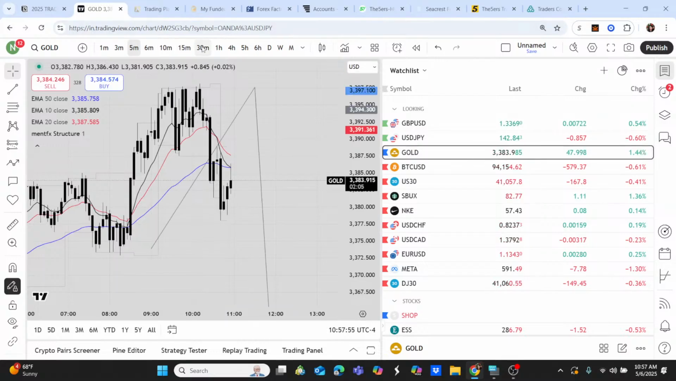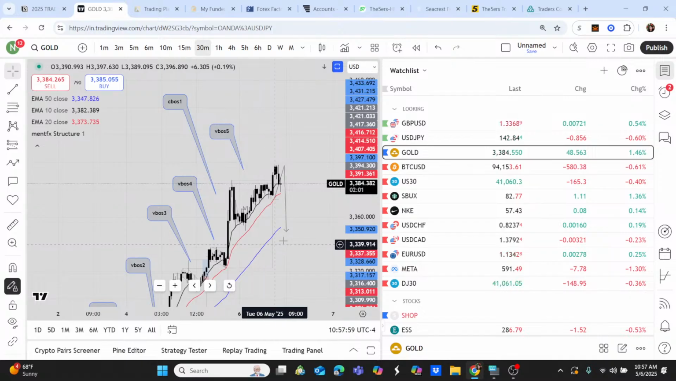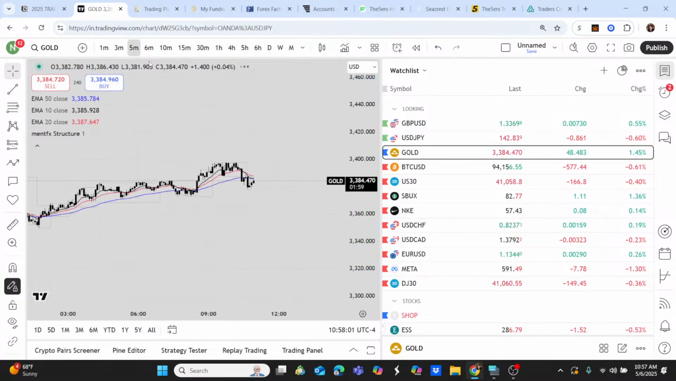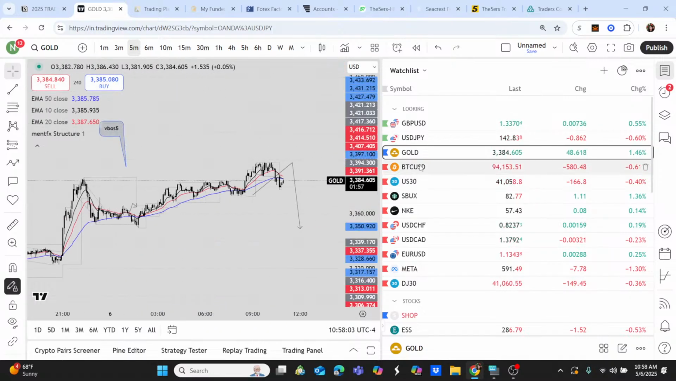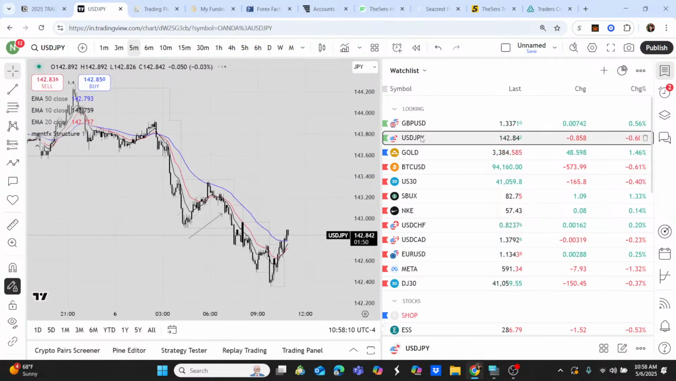See what the other pairs are doing, like how I'm expecting. Yeah, the other ones are still not good, but I like GBP USD and USD JPY.